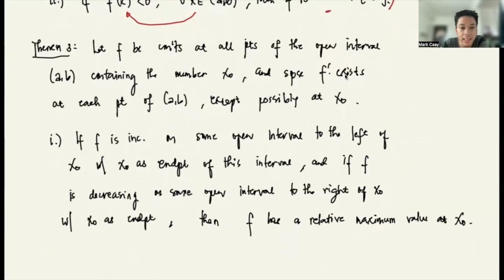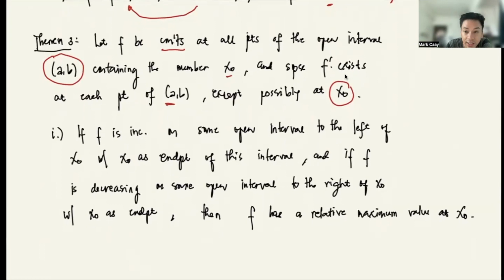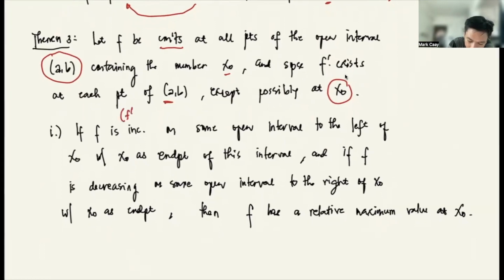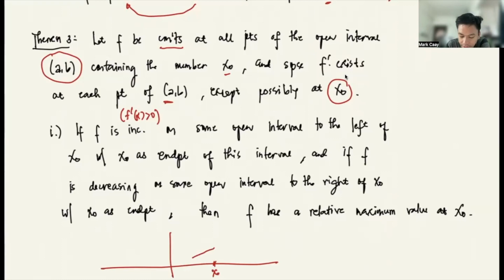Theorem 3 says that if a function is continuous, so take note of this, it should be continuous at all points on the open interval (a, b) containing the number x sub 0. And suppose, so additional requirement, f prime exists at each point of the open interval (a, b) except possibly at x sub 0. So first is, if f prime of x is greater than 0 on some open interval to the left of x sub 0, so kunyari yung point mo dyan, let's say this is your x sub 0, and in some open interval, increasing siya pa ganun. And decreasing on some open interval to the right of x sub 0. So, pag ganun siya after sa pa-right niya.